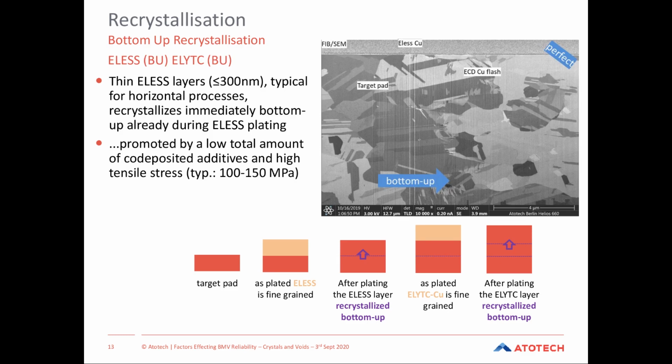Typically, we see that thinner electroless layers, and by that we mean typically 0.5 micron and less, are more susceptible to bottom-up crystallization than thicker layers. This is because the thinner layer will recrystallize faster, as there's physically less of it. So we infer from that a horizontal process potentially will give us better performance relative to others, because we need much thinner layers of electroless copper within that.